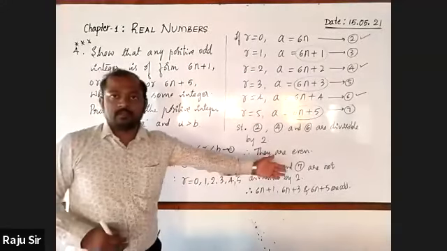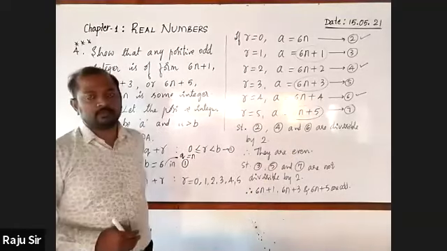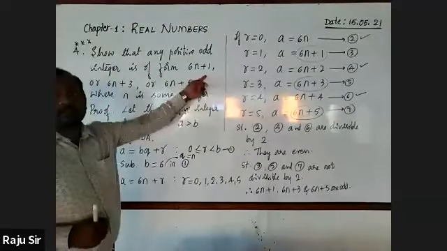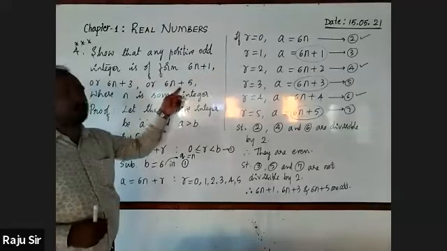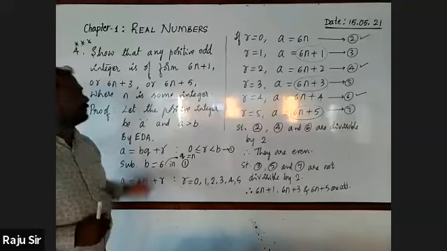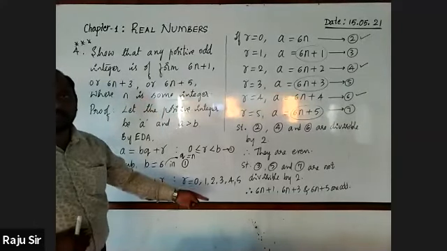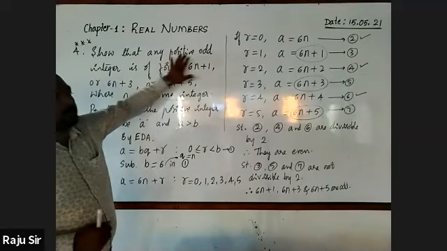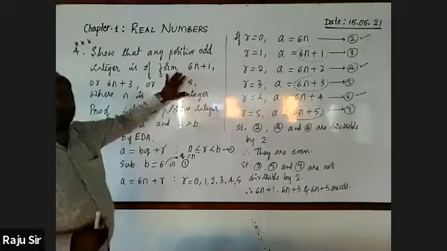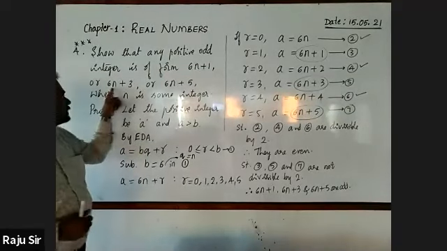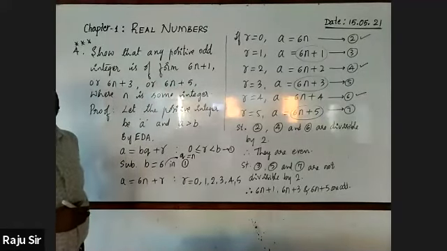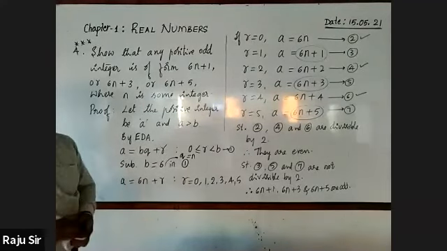Hope that you have written up to there. Now write the final conclusion. The conclusion is: hence, any positive odd integer is of the form 6n plus 1, 6n plus 3, or 6n plus 5. Write that final conclusion. Once more, it is: hence, any positive odd integer is of the form 6n plus 1, 6n plus 3, or 6n plus 5. Hope that you have written.